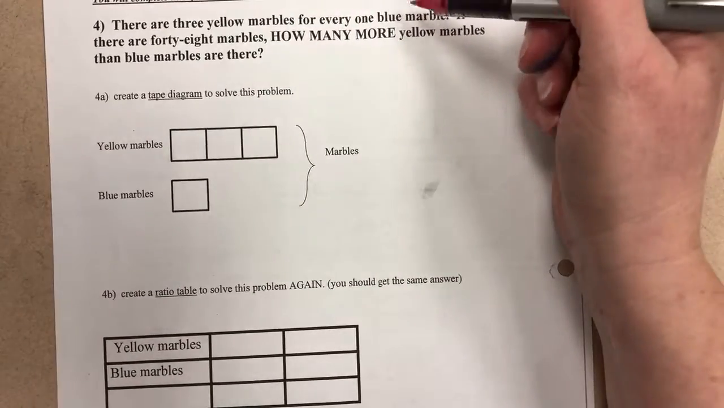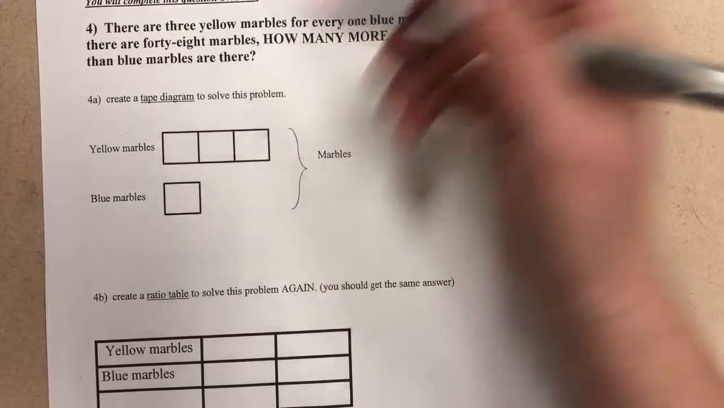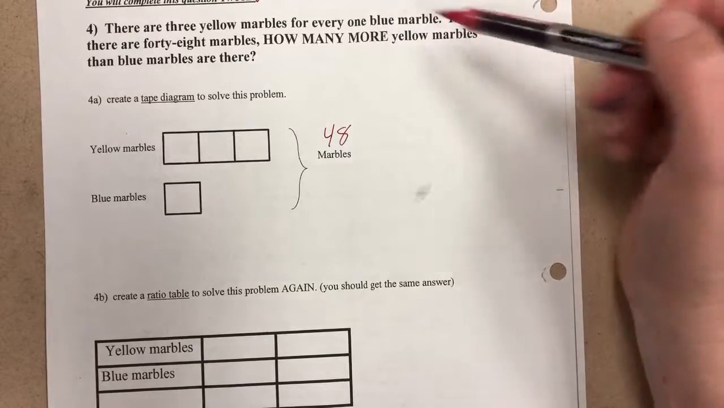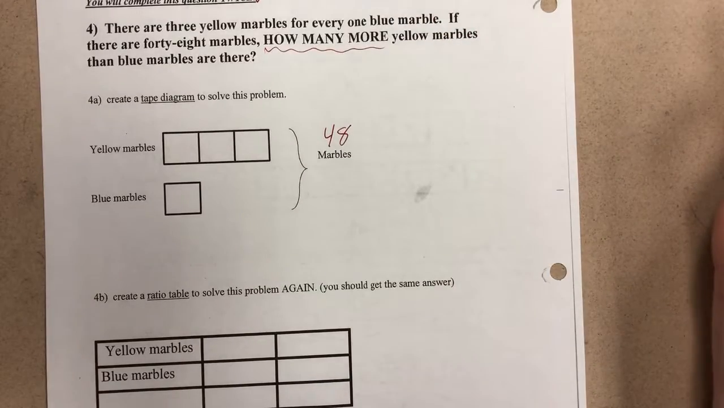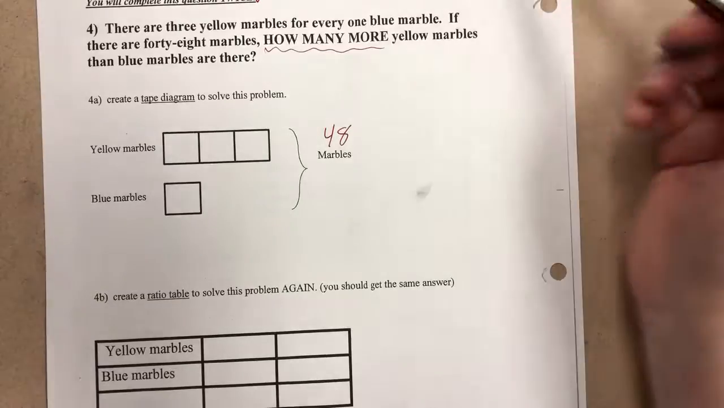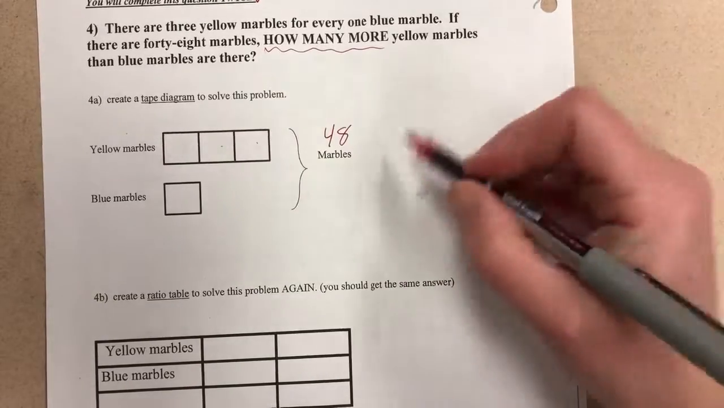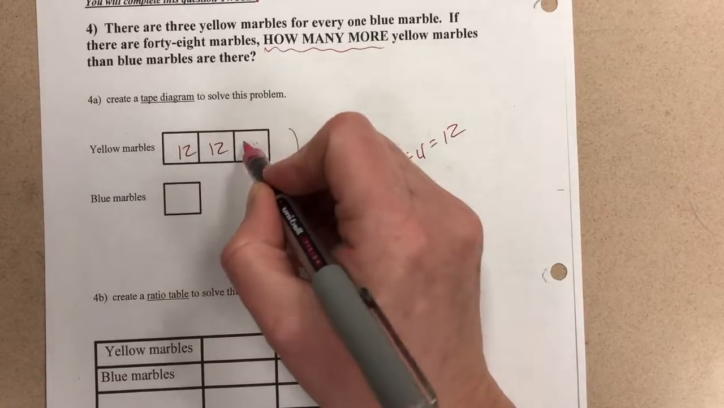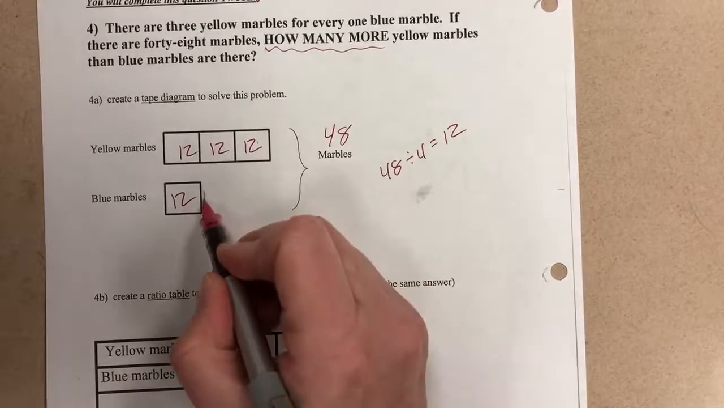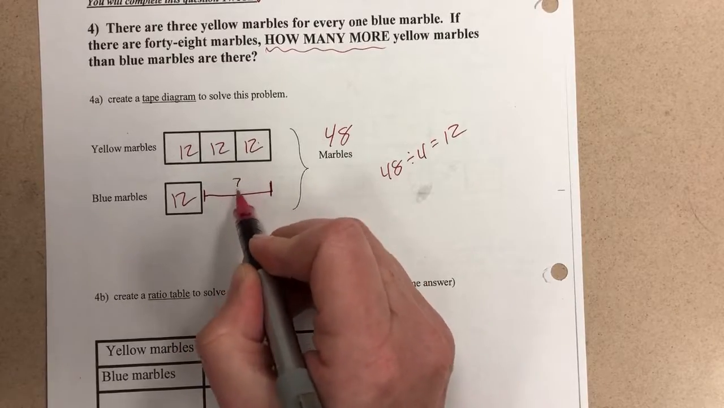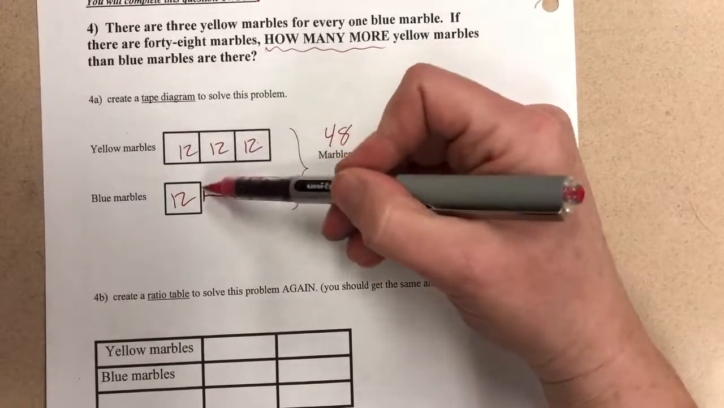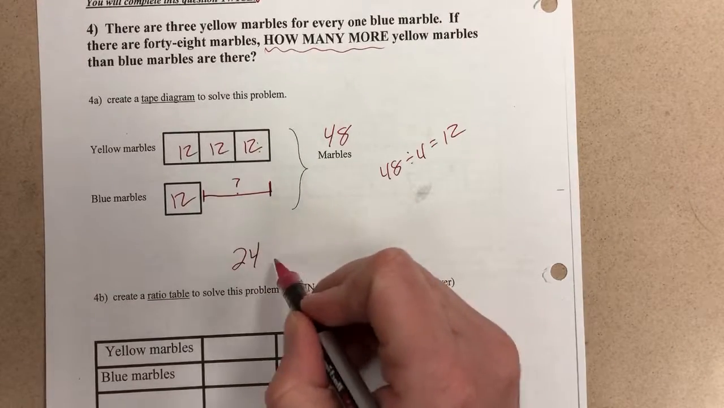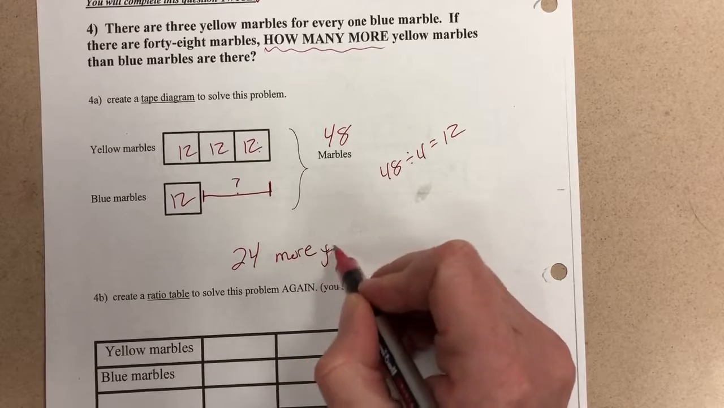There are 3 yellow marbles for every 1 blue marble, and they've drawn that for me already. If there are 48 marbles, don't lose them. How many more yellow marbles than blue marbles are there? First of all, I'm thinking that 48's been broken up into 4 equal pieces. Each piece is now valued at 12. If you've made it to this thinking block module, they would draw this question mark here. How many more represents how many more pieces of tape. You can clearly see there's 2 valued at 12. There's 24 more yellow marbles.